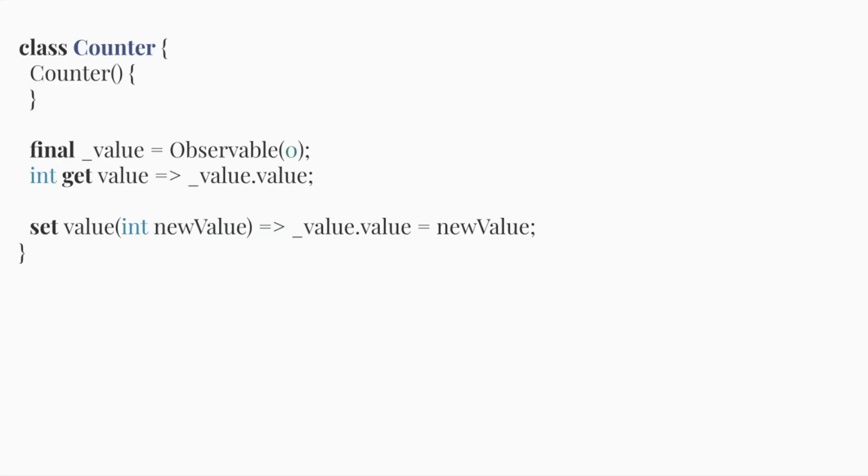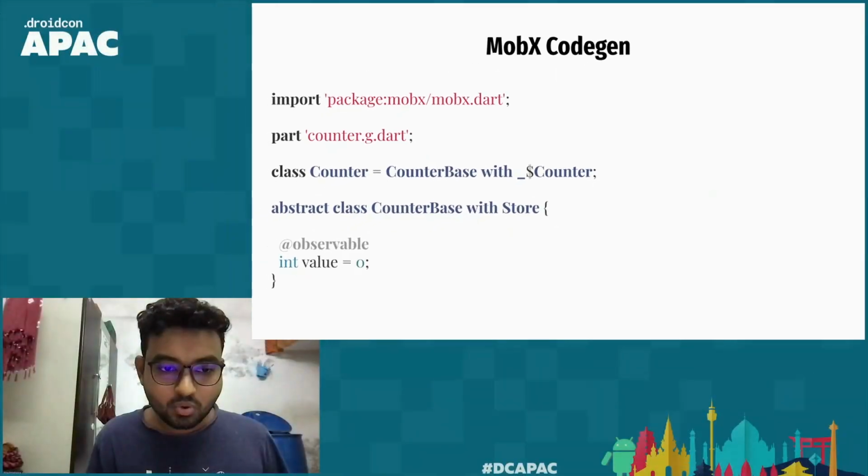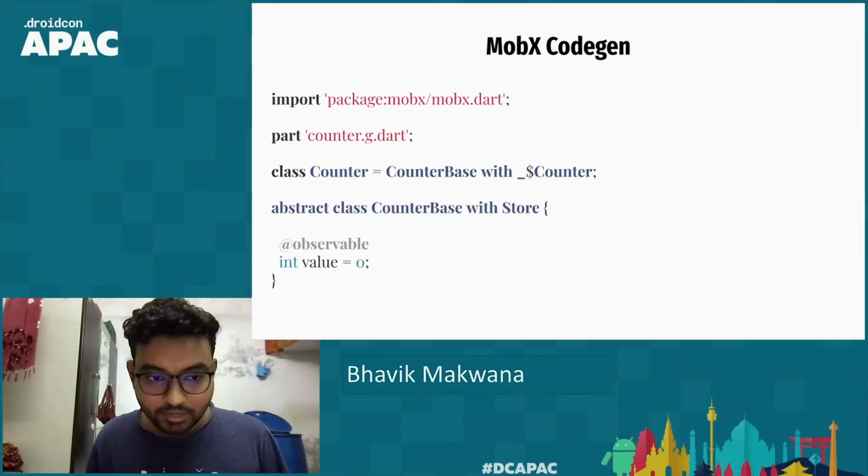Again, I was talking about boilerplate code, but this feels like much more boilerplate code to us. Why should we choose that? So here comes a solution. Mostly we use build runner to generate code in Flutter applications. We also have MobX codegen, which is going to help us generate pre-built code for that particular counter logic.